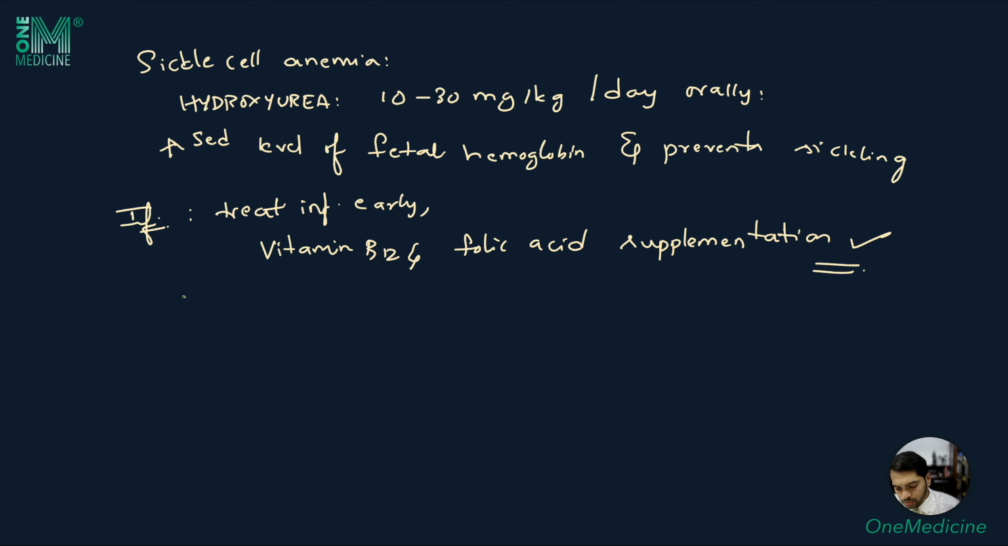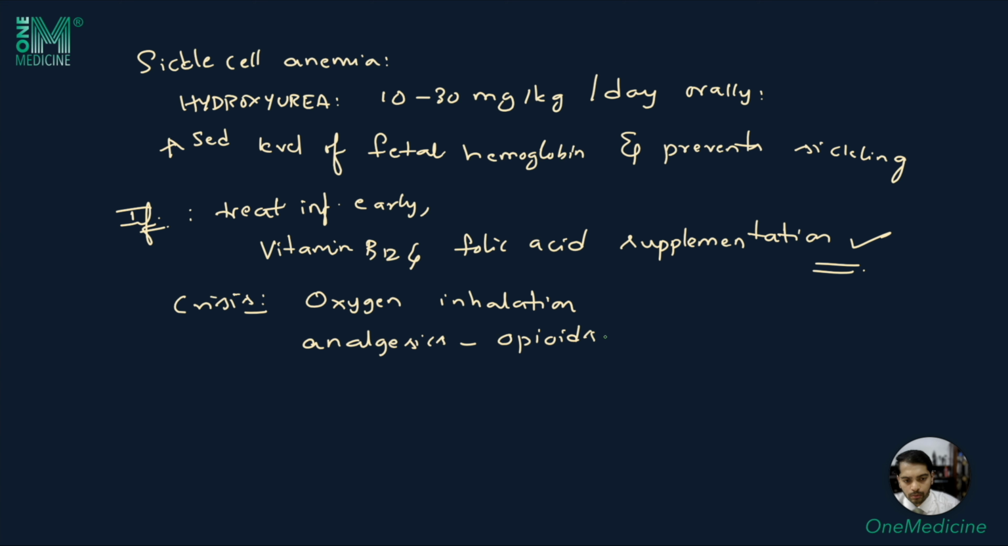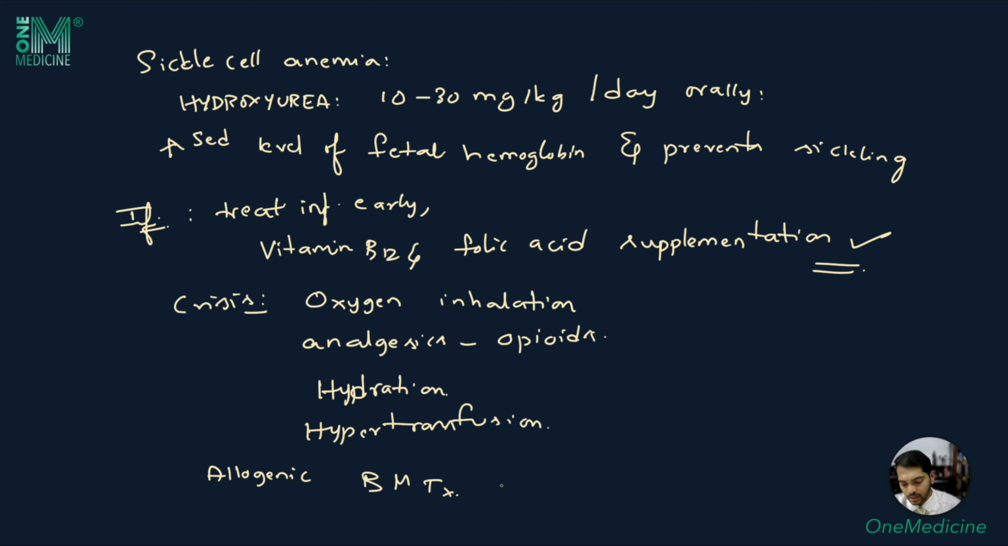In patients with vaso-occlusive crisis, they can be treated with oxygen inhalation, analgesics such as opioids to battle the pain, hydration, hypertransfusion. As a definitive treatment, allogenic bone marrow transplant can be taken in a patient with increased frequency of crisis.